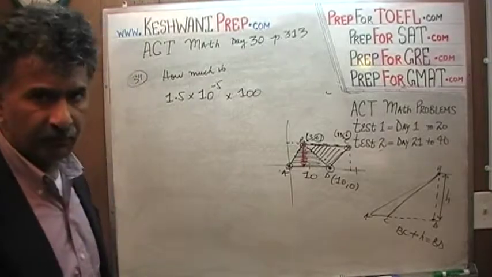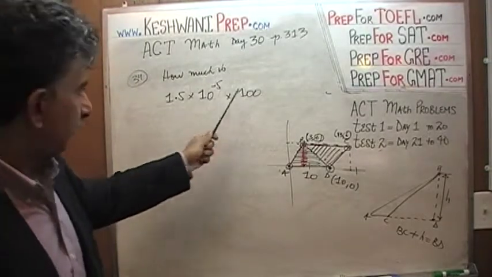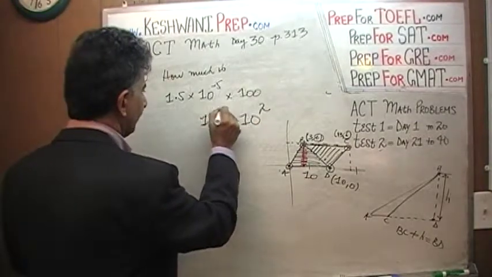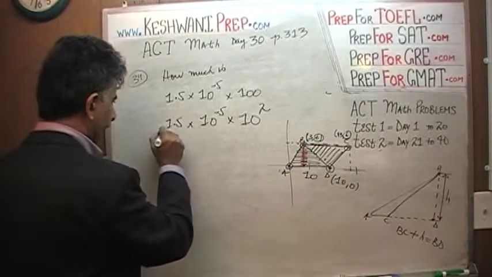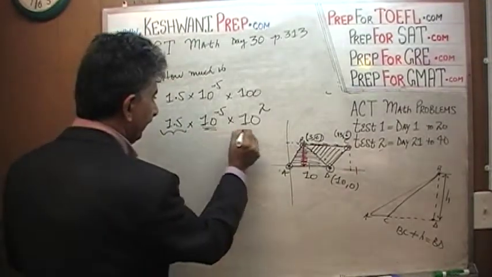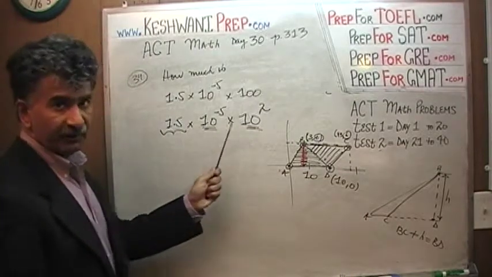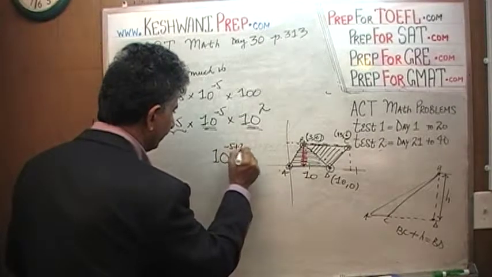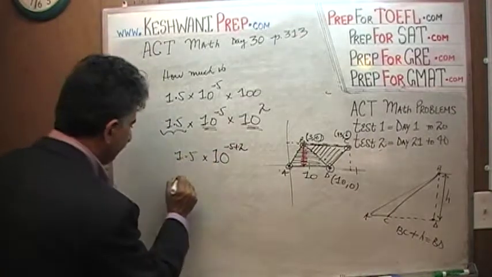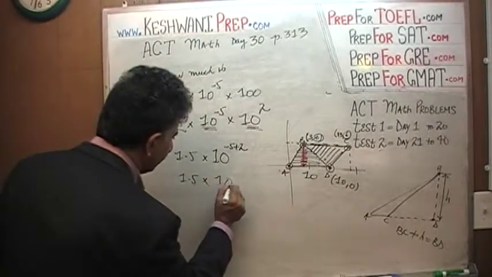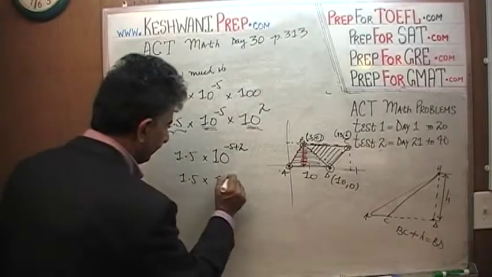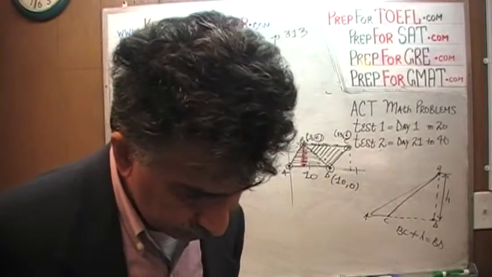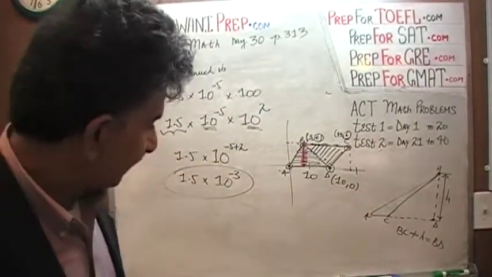Well, how do we write 100 in terms of exponents? Exponent of 10. 100 can be written as 10 raised to 2. And here we have 10 raised to negative 5. Forget about this 1.5 for the time being. Here we have 10 and here we have the 10. When we have two quantities with the same base, we add their exponents. So this is simply 1.5 times 10 raised to negative 5 plus 2, and a positive 2 is going to give us negative 3. And there is your answer, which is answer choice D.